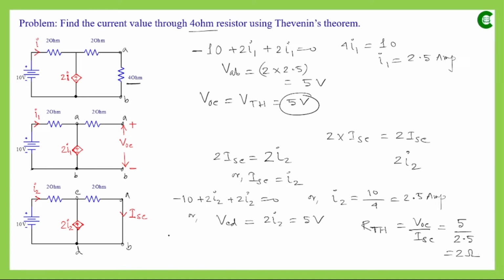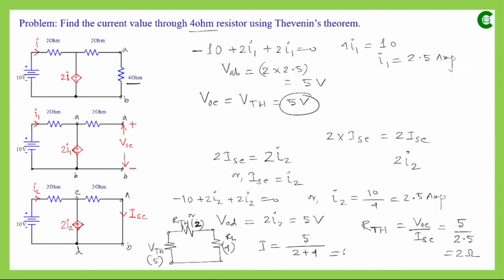Now if we redraw the circuit, it will look like this: VTH, which has a value of 5 volt. Then in series we will have the RTH, which has a value of 2 ohm, and then we will reconnect the load resistor, which has the value 4 ohm. This is also 4. So I will be simply 5 volt divided by 2 plus 4. So it will be 5 by 6.